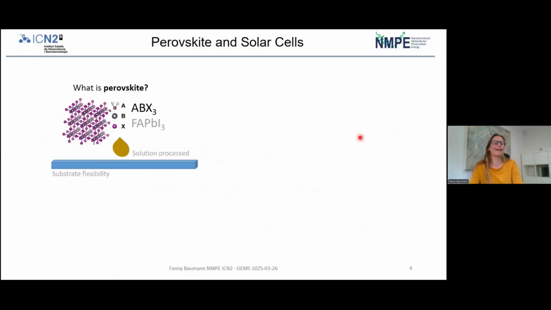Before we begin, I hope that you are familiar with the perovskite crystal structure and some of the advantages of halide perovskites, such as their possibility to be processed from solution and adapted to flexible substrates, which makes them a good candidate for a new generation of photovoltaics that can lead to new applications and that can also be fabricated in a less costly and more localized way.